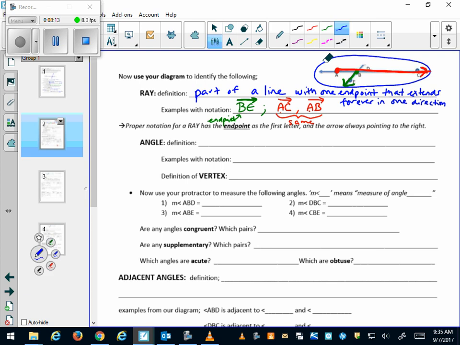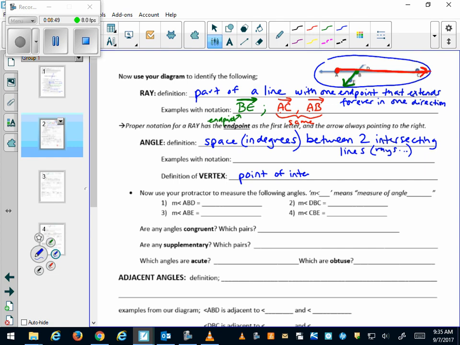Okay, an angle is the space that we measure in degrees between two intersecting lines or parts of lines, right? So it could be rays or whatever. And they have a common vertex. Vertex is the point of intersection in an angle.